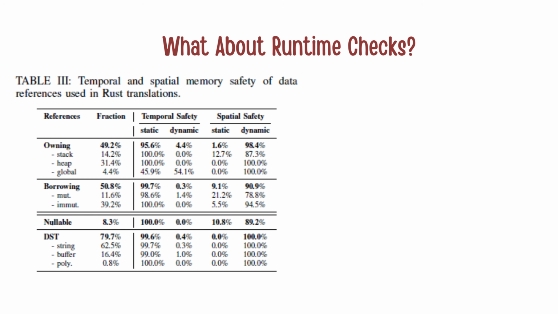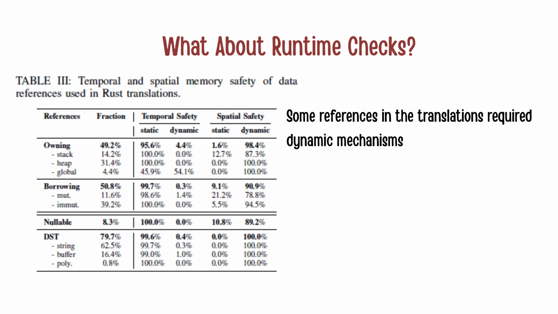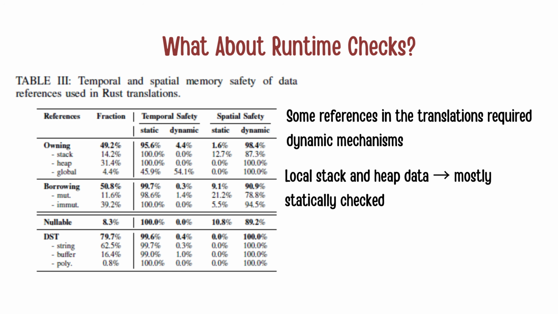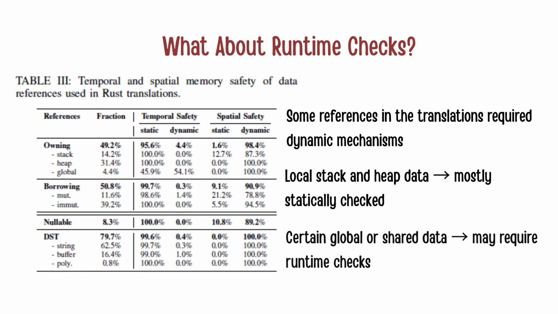Of course, not everything can be checked statically. Some references in the translations required dynamic mechanisms. These included Rust types such as once-cell and mutex, which perform runtime checks in situations where compile time guarantees aren't sufficient. Interestingly, these dynamic references appeared predominantly around global variables. So the general pattern was local stack and heap data was mostly statically checked. Certain global or shared data may require runtime checks.